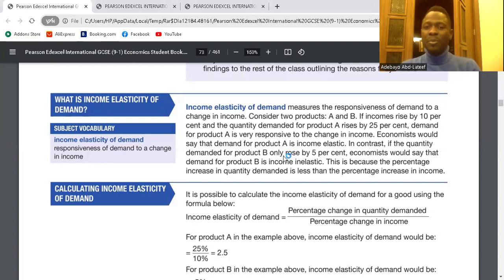In contrast, if the quantity demanded for product B only rose by 5%, economists will say that the demand for product B is income inelastic. This is because the percentage increase in the quantity demanded is less than the percentage change in the level of income. That's what it means. So what they are saying is this: as soon as your level of income rises and your quantity demanded does not increase, that means it is income inelastic. Do you get it? And if your level of income changes and the quantity demanded changes also, that means it is income elastic. Is it clear? Yes.